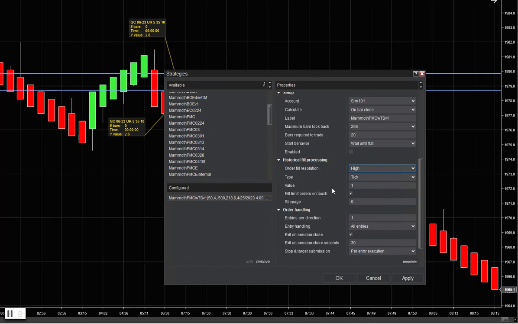Now the type is tick and the value is one. We fill limit orders on touch. You have to check that box. The value one means one tick of the high of the previous bar. It means that when this bar closes, the entry point will be one tick higher than the close, which is the high of this bar, also the close of this long bar. So it'll be right here. That setting makes sure that we enter the order correctly, because the bar type is a price action based bar, not time based.